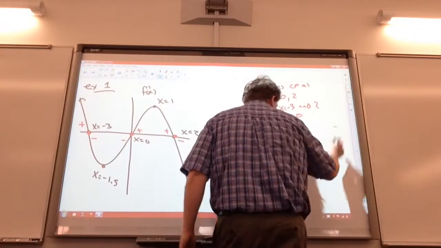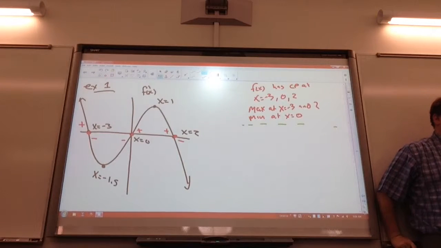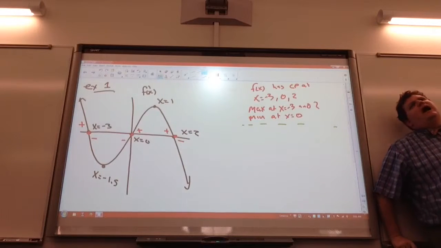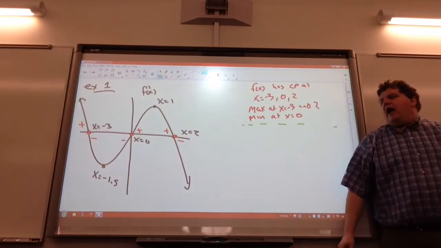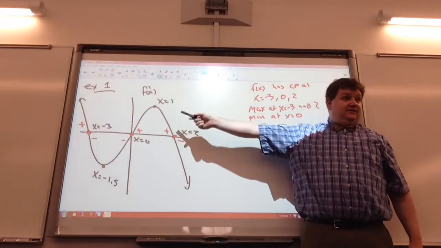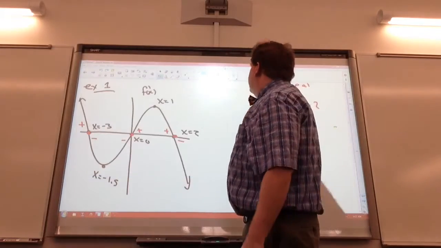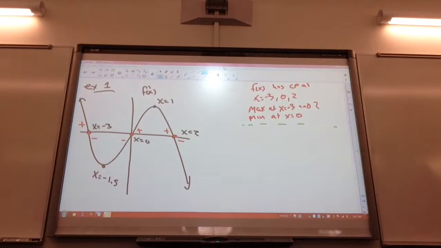Now, I can also tell things about increasing or decreasing intervals, right? f of x is increasing when what is positive? Basically, f prime of x, when it is positive, that's going to be where f of x is increasing. And likewise, when f prime of x is negative, that's where f of x is decreasing. Because remember, f prime of x is representing the slope of f of x.